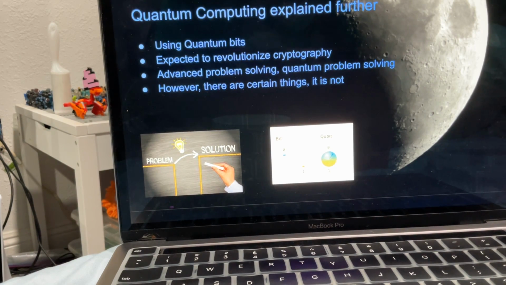What they aren't, or where they will not be. So quantum computers pretty much aren't. For one, they're not going to replace regular computers or classic computers. They are mostly just used for niche cases of problem solving, for those kind of big cases.